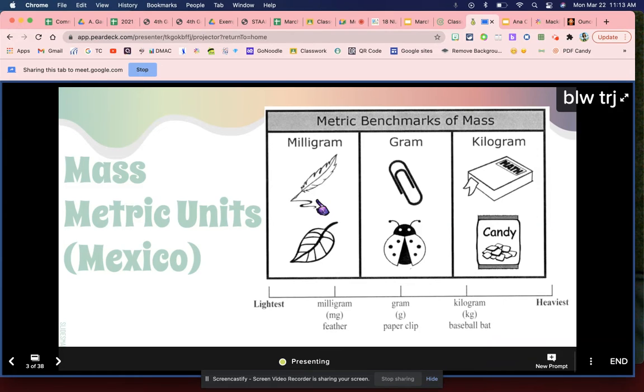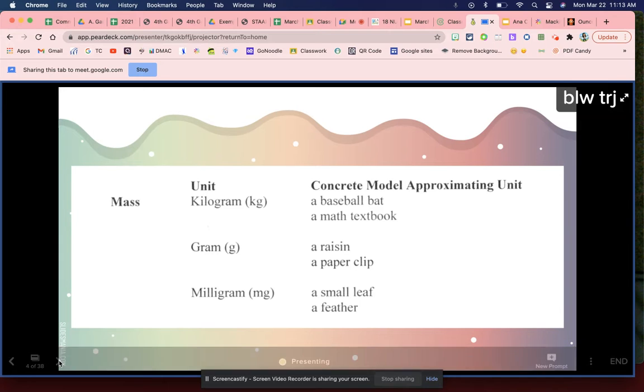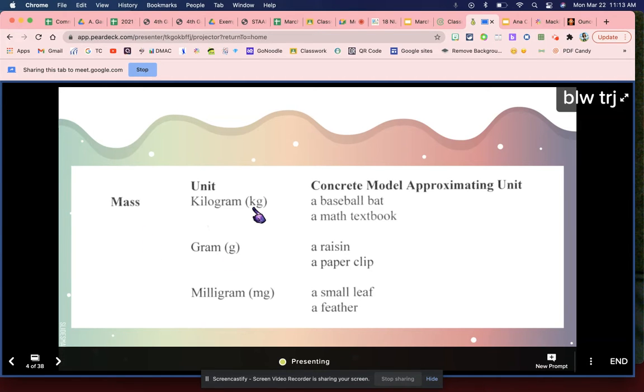Remember, boys and girls, we go from the lightest object to the heaviest. Yes? Now, the next one, as you can see on here to help you remember, kilograms is when we're going to measure, for example, a baseball bat or a math textbook. Grams, a little raisin or a paper clip. And milligrams, that's going to be the smallest thing, like a little small leaf or a feather.